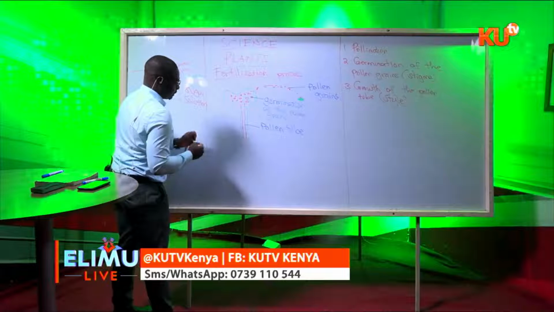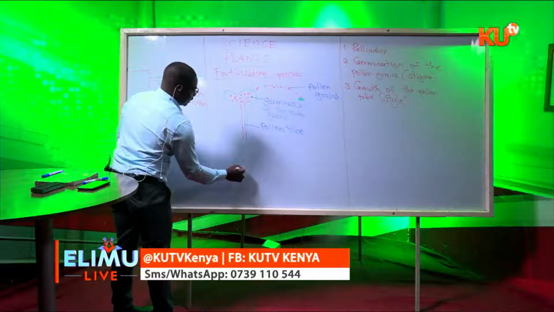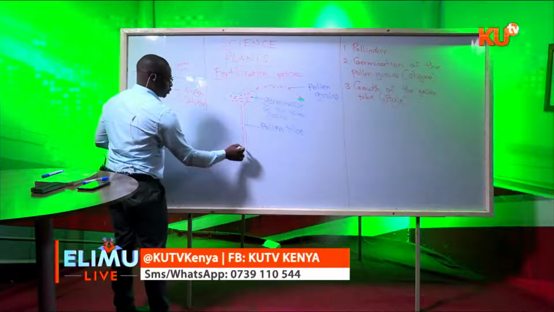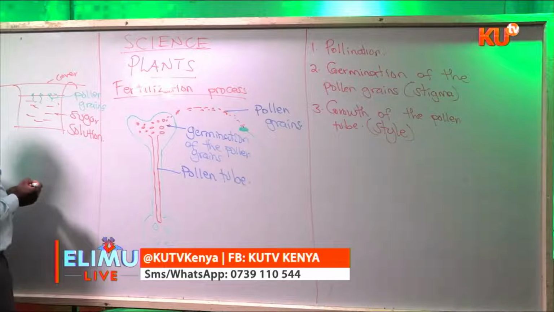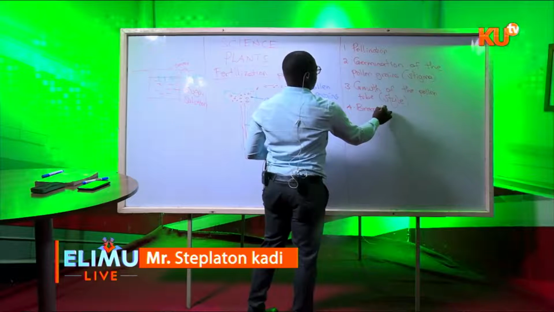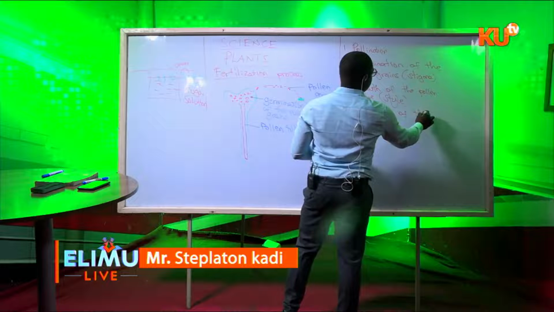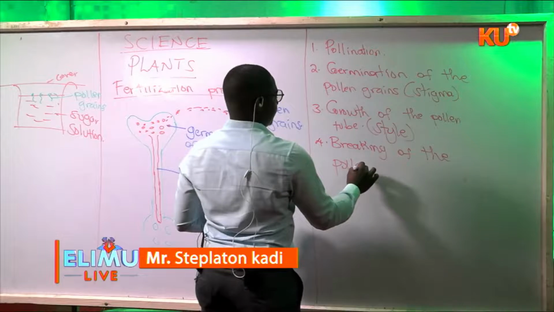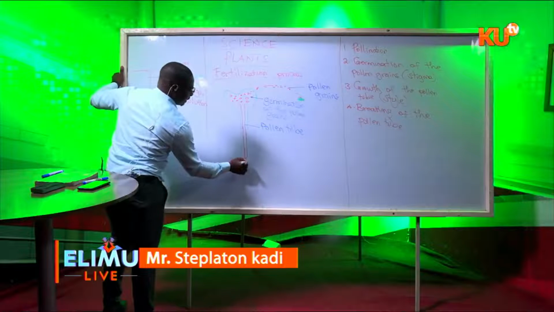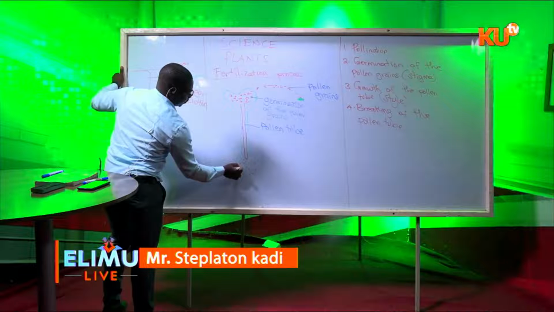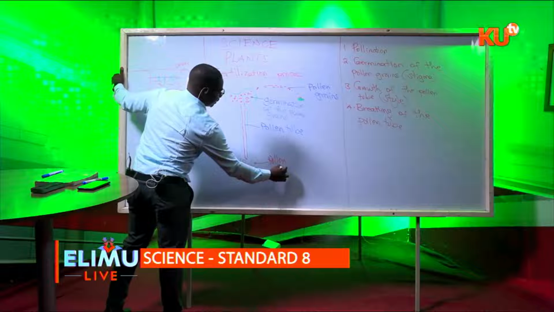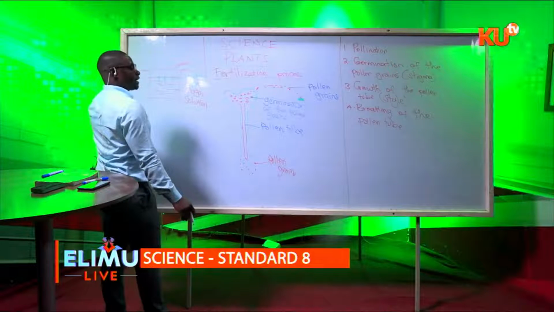It will grow downwards. Down here, we have the ovary and the ovules. So the pollen tube will grow and grow and grow. Once it reaches here, it gives us the 4th process, which is breaking of the pollen tube. So the pollen tube breaks. After the pollen tube has broken, it releases the pollen grains. Remember, the pollen grains are here now.